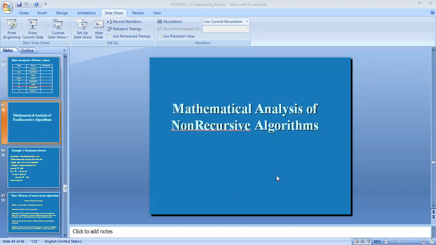The next topic is mathematical analysis of non-recursive algorithms. Recursive and non-recursive: recursion means the function calling itself. Non-recursion means the algorithm which is very sequential, and it's step by step it moves.